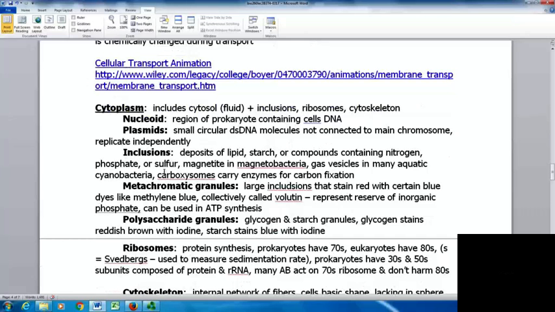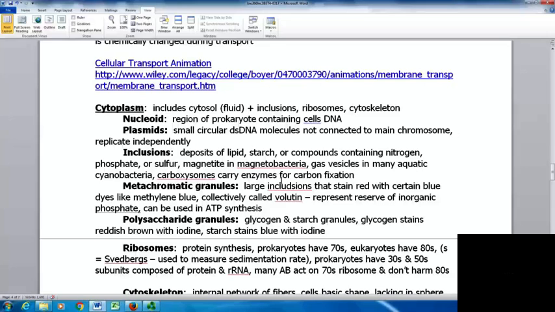Inclusions are deposits of lipid, starch, or other compounds containing nitrogen, phosphate, or sulfur, or magnetite. We see the magnetite in the Magnetobacteria, gas vesicles in many of the aquatic cyanobacteria. Carboxysomes are going to carry enzymes for carbon fixation.